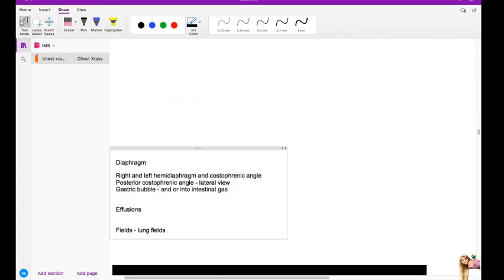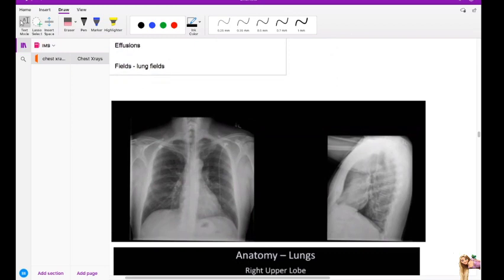Anyways, so ABC is over. Now we come to diaphragm. So in diaphragm, you basically look at the right hemidiaphragm, the left hemidiaphragm, the right costophrenic angle, the left costophrenic angle. In lateral view, you're able to see.